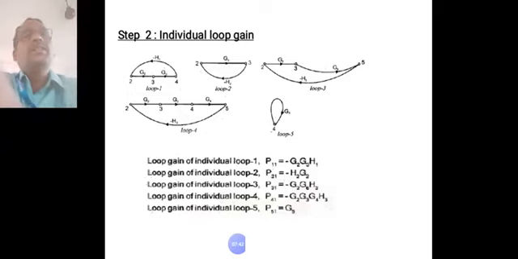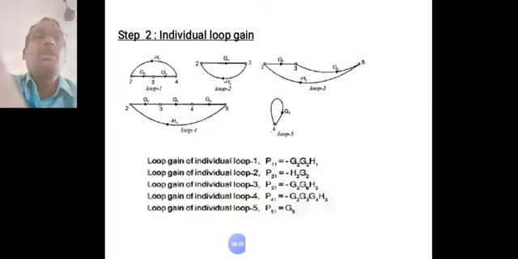And the third individual loop is that the signal travels from 2 to 3, 3 to 5, then it ends at node 2. So the individual loop gain of this loop is P31. We take P31, that is the product of gain and feedback, that is minus G2, G6 and H3.